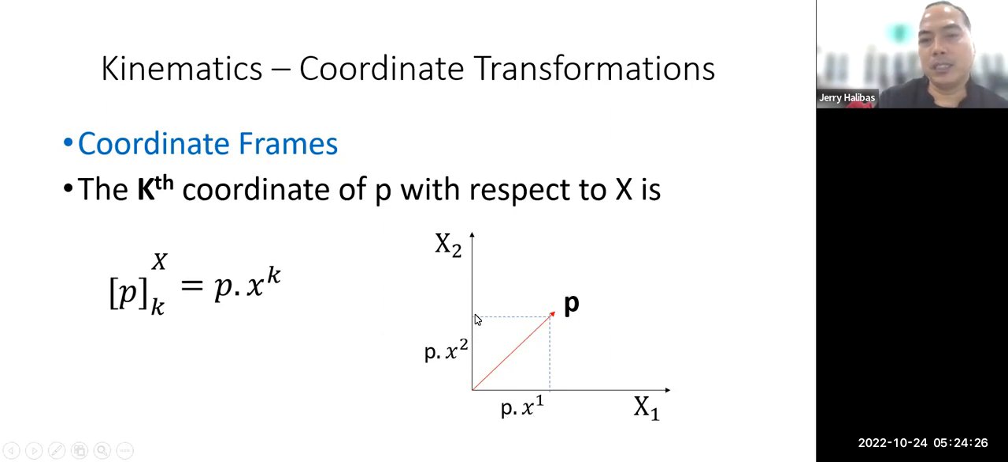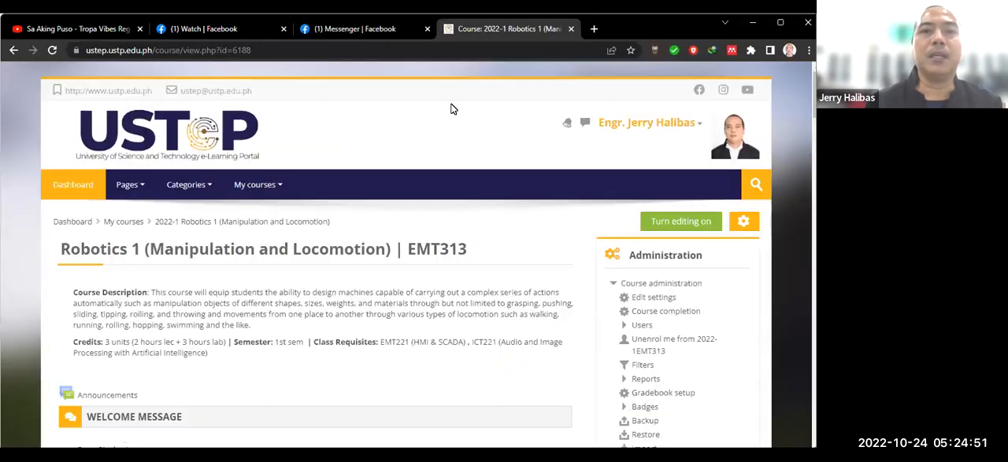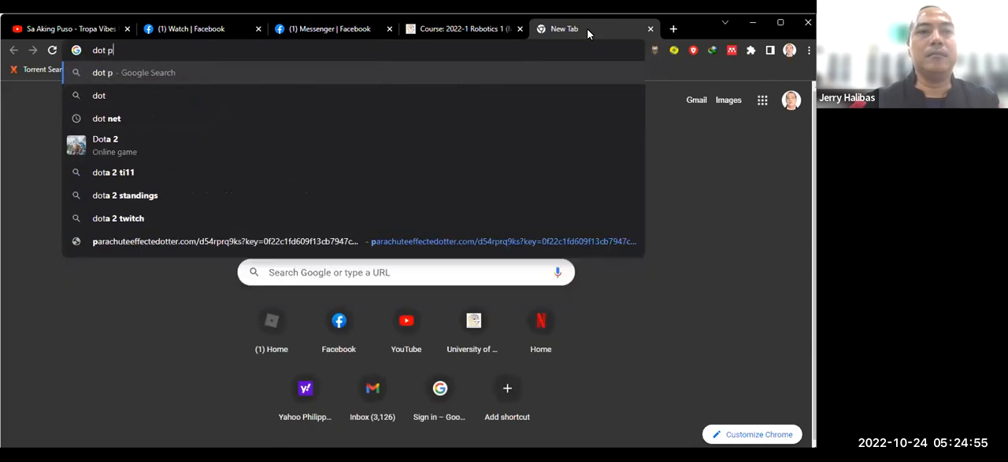Then if you're going to get the projection of P with respect to the x2 or vertical axis, so P dot x2. So, does anyone remember the formula of the dot product? Do you know the formula for the dot product? Okay, so let's Google. What is a dot product? So dot product.